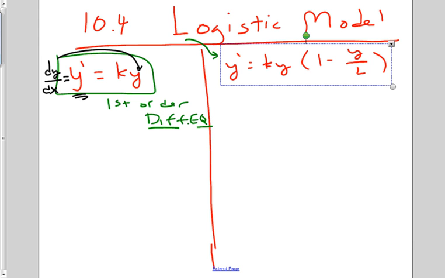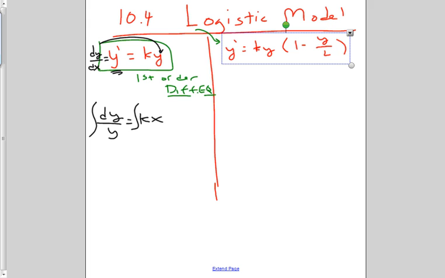So to solve these, we know that we split the y's and the x's. So we have dy over y equals k dx. And then we integrate. On the left-hand side, we get ln of y, and on the right-hand side, kx plus c. I'm going to isolate for y, so we raise e to both sides, and we're left with y equals e to the kx plus c.